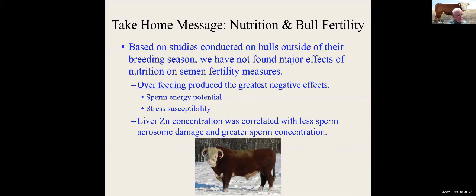Certainly scrotal circumference was less in those bulls on the negative energy balance plane of nutrition. Stress susceptibility of the sperm was greater in bulls that were overfed. And then bulls that have greater liver zinc concentrations have correlated with producing ejaculates with less sperm acrosome damage and greater sperm concentration.